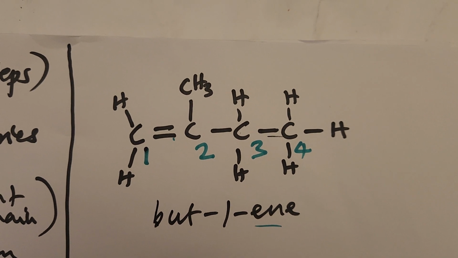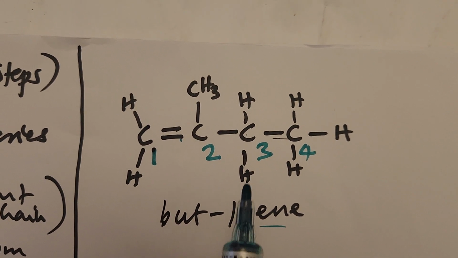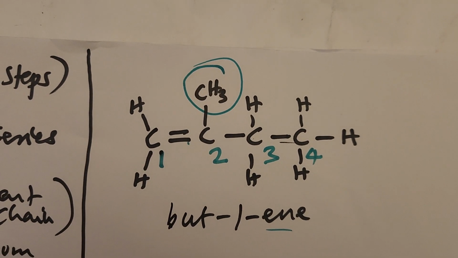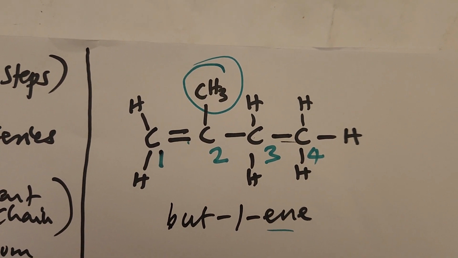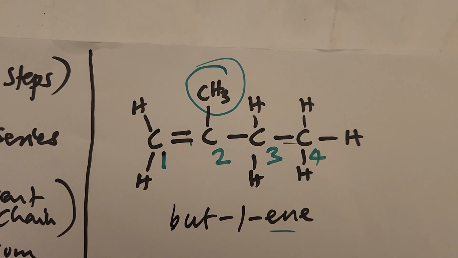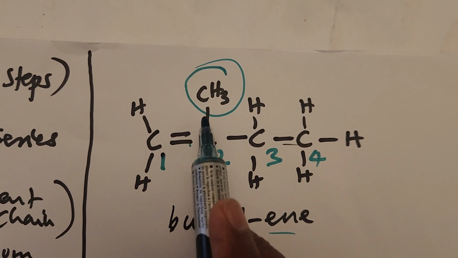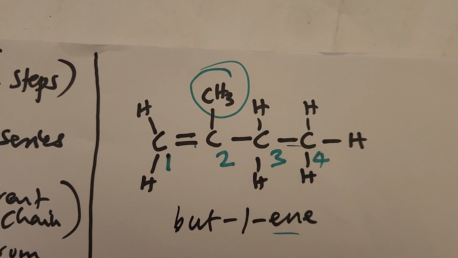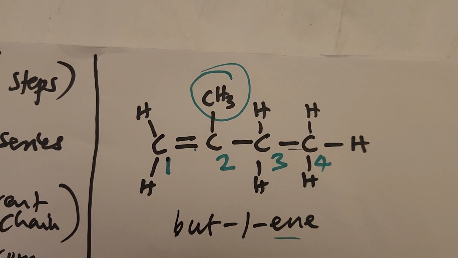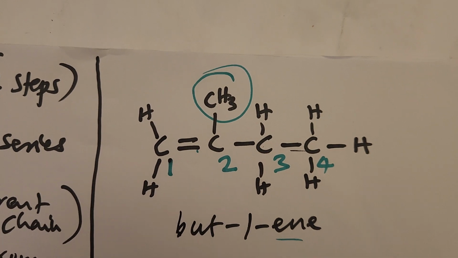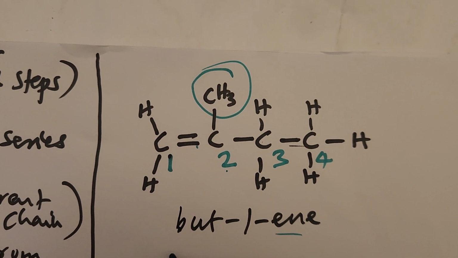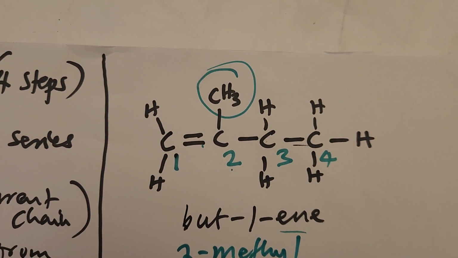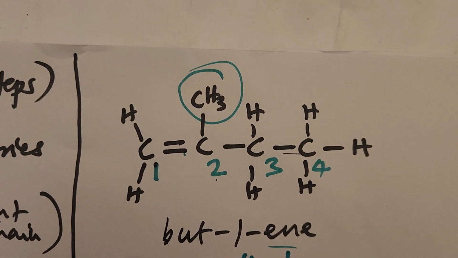Now, is there any substituent or branch? Yes, there's a CH3 here. The CH3 is 1 carbon connected to the parent chain, and 1 carbon is meth. Because 1 hydrogen is missing, it's no longer an alkane, it becomes an alkyl group, which is methyl. Where is our methyl? It is at carbon number 2. We call it 2-methyl. That's the only substituent in our structure.